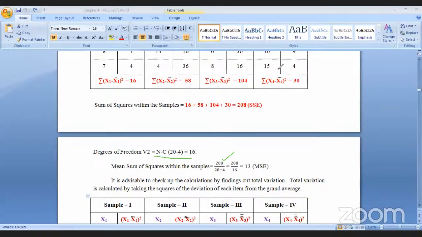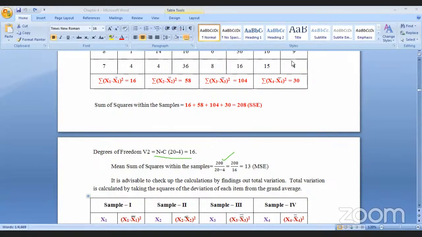So after doing this, from the examination point of view, these two tables are enough. Then finally, take these values and fill the ANOVA one-way classification table.